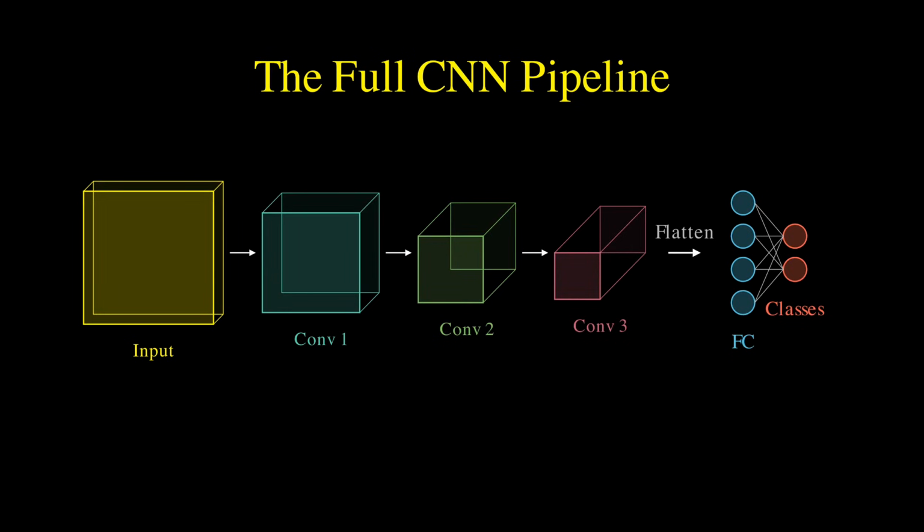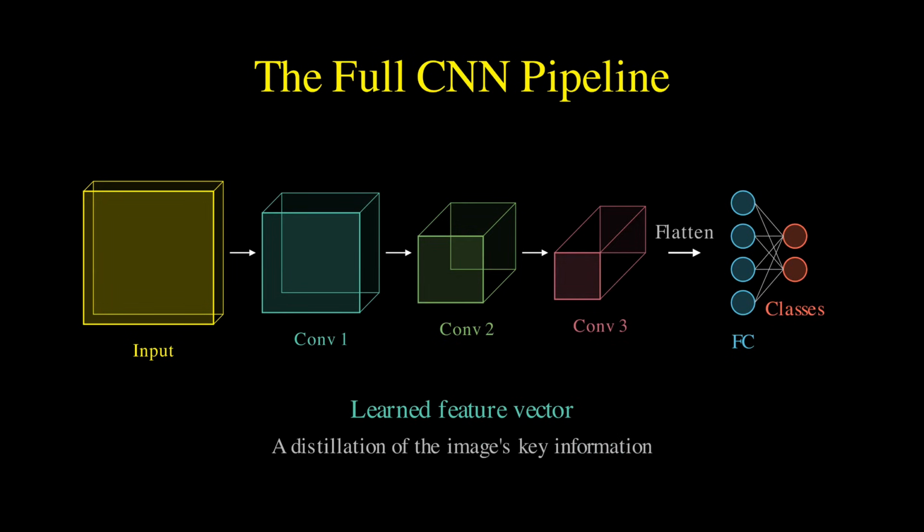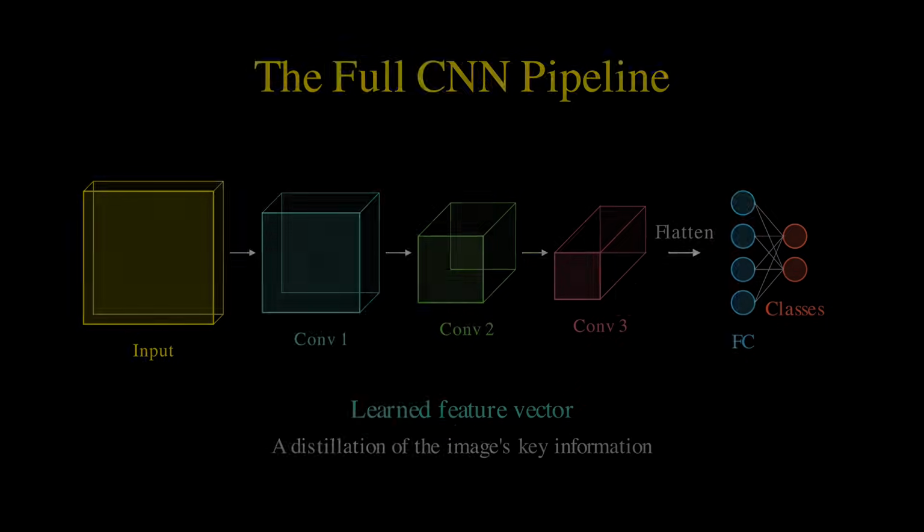But what exactly is that flattened vector? It's a learned feature vector, a representation that the network has learned to extract from the raw pixels. You can think of it as a distillation of the image's most important information, compressed into a format that's useful for making predictions. If that terminology feels a bit abstract, don't worry about it. Just think of it as the network's summary of what it sees in the image, the essential patterns distilled down to a compact form.